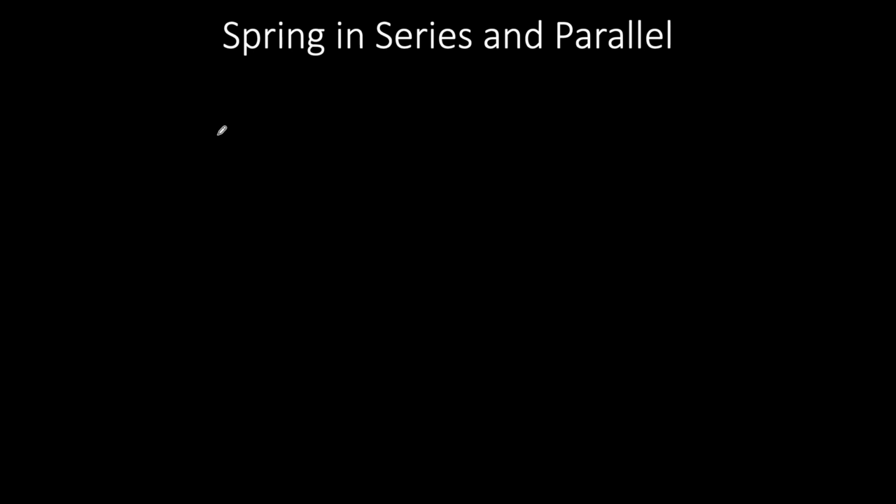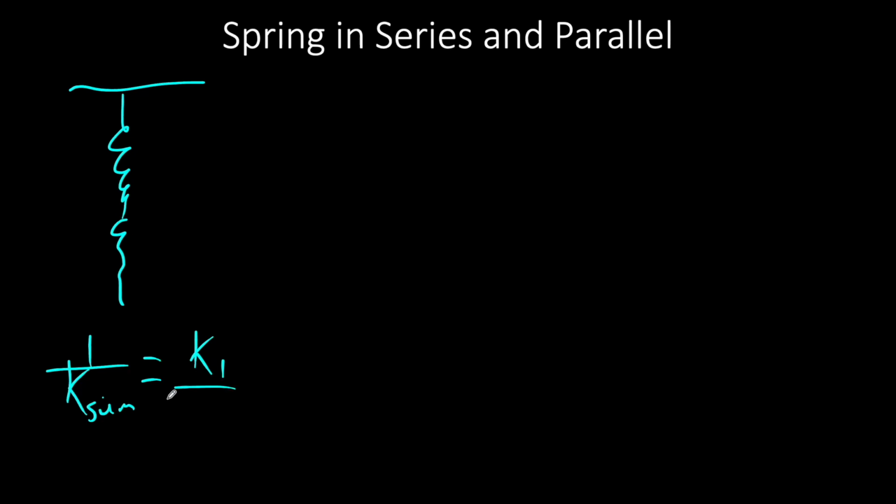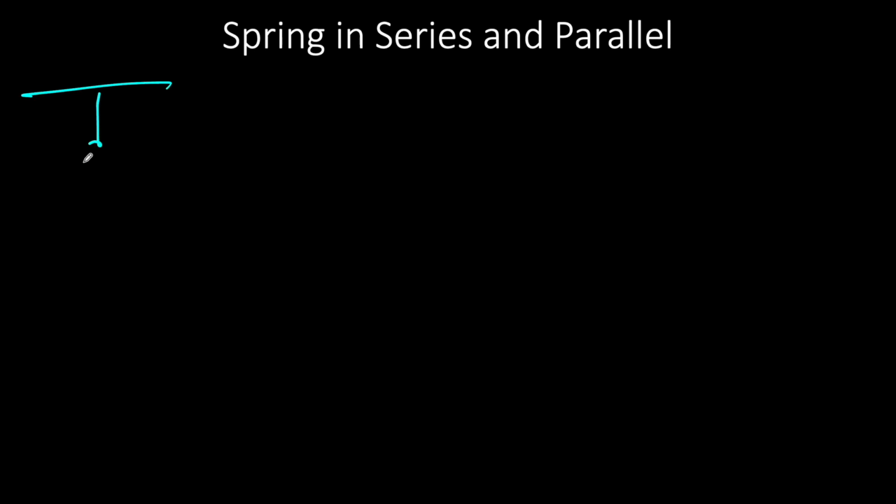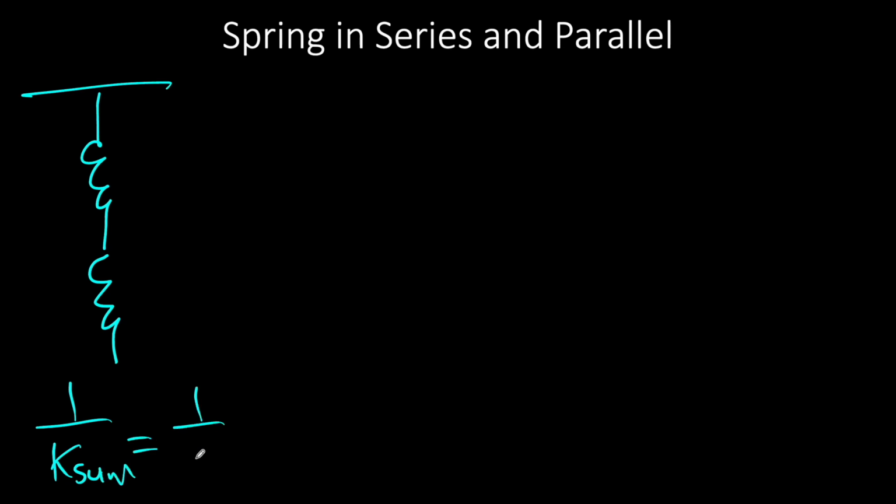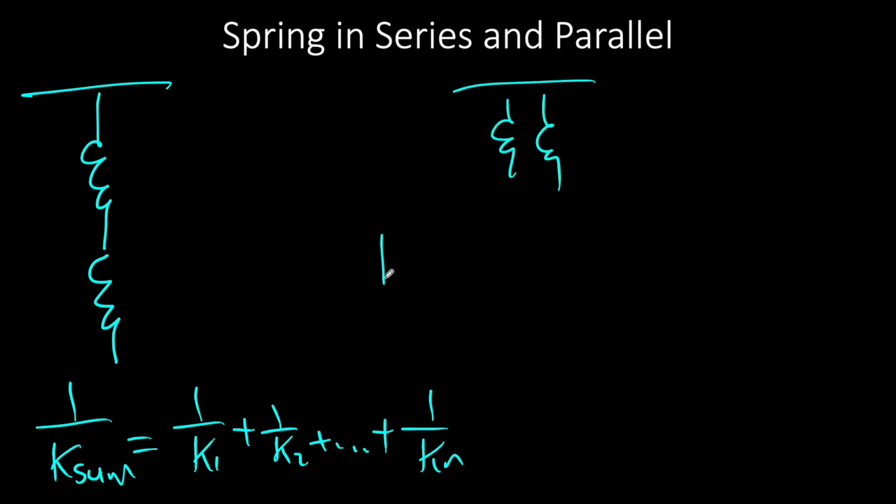So springs in series and springs in parallel. Springs in series look something like this. Oops, sorry, let me redo this. So this is spring 1, this is spring 2, and for series, 1 over K sum is equal to 1 over K1 plus 1 over K2 plus and so on up to 1 over Kn. And in parallel, K sum is equal to K1 plus K2 plus and so on up to Kn. And remember that the spring constant measures the stiffness of a spring.